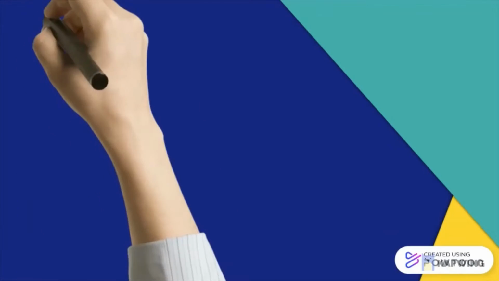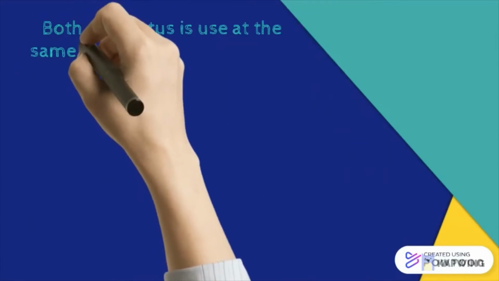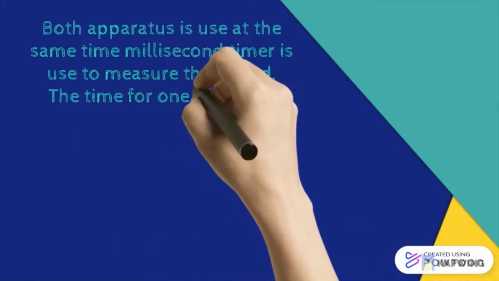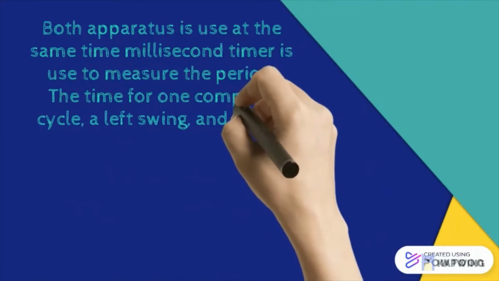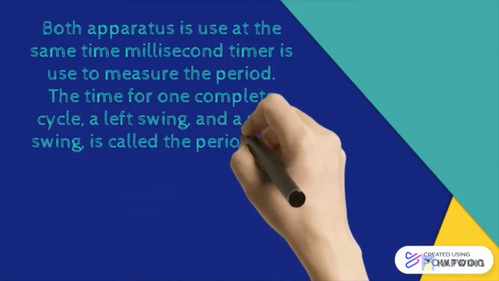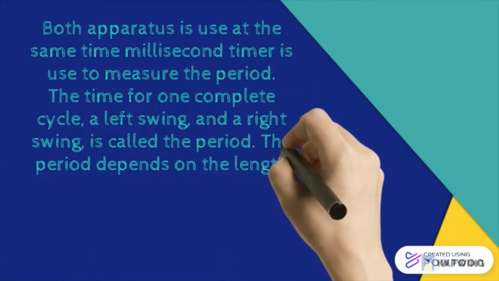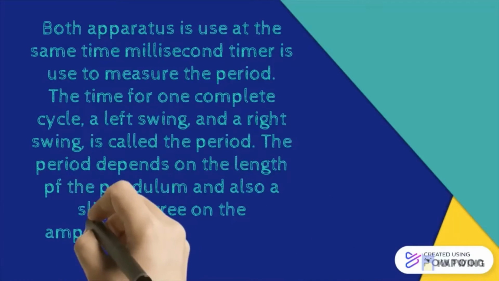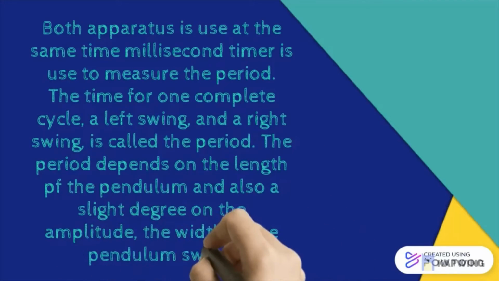In this experiment, the apparatus that we are going to use are a simple pendulum and a millisecond timer. Both apparatus are used at the same time. The millisecond timer is used to measure the period. The time for one complete cycle, a left swing and a right swing, is called the period. The period depends on the length of the pendulum and also slightly on the amplitude, the width of the pendulum swing.